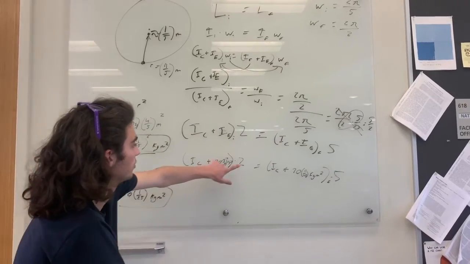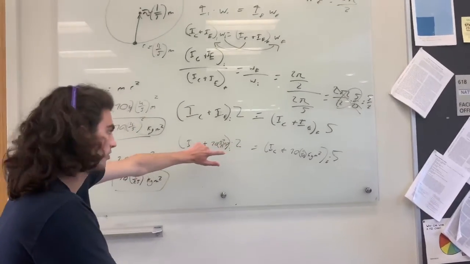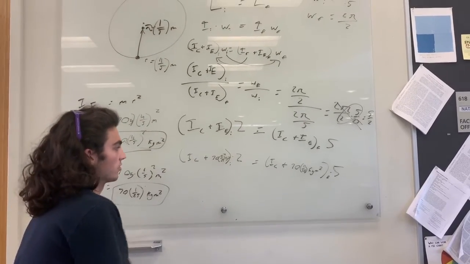And so now what we're going to do is distribute the 2 and the 5 to each of their respective sides, and then solve for our constant.